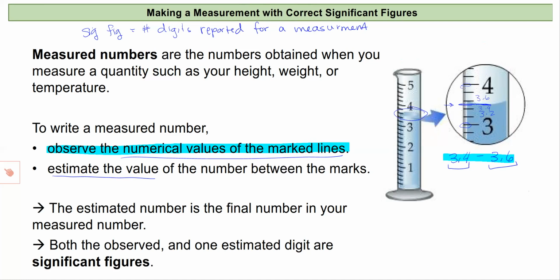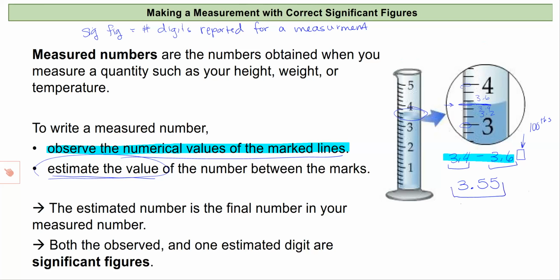But now I've got to estimate 1 digit beyond that. And my line goes somewhere in between these two. And so I'm going to try to report a number between 3.4 and 3.6. And so my estimated digit is going to be in the 100ths place. You know, that looks a little bit more than half. I might say that this is 3.55. It's a little more than halfway in between.